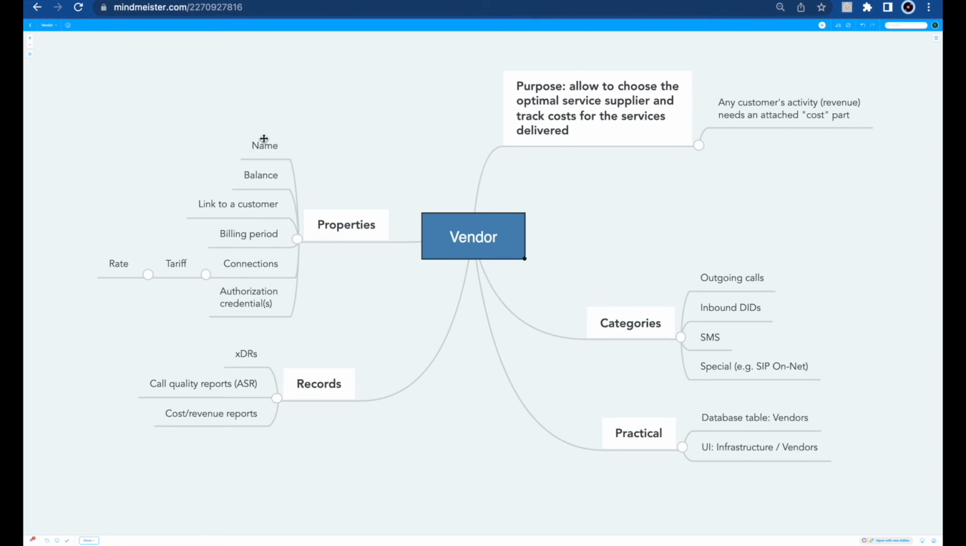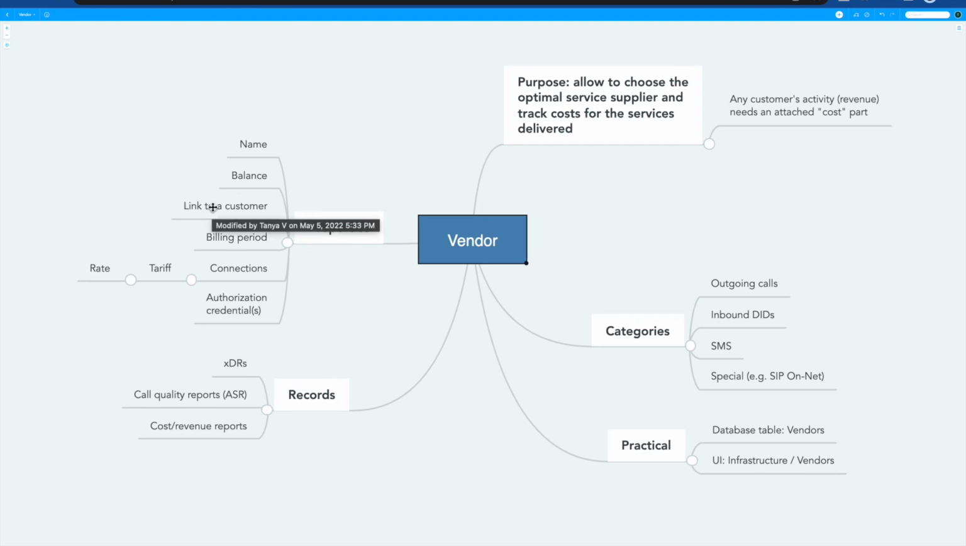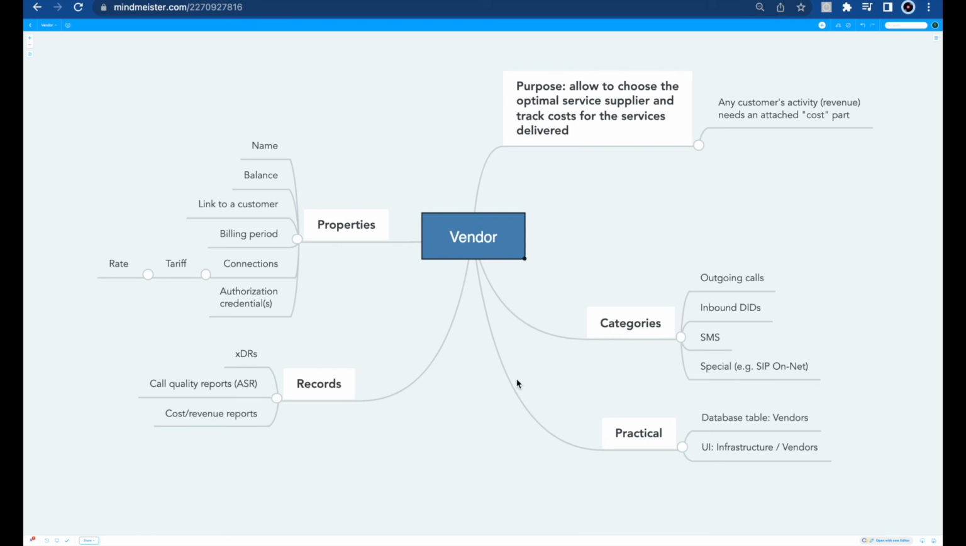The main properties of a vendor are, of course, the name, then the balance. The balance is how much we owe the vendor in case the vendor only provides services to us. But sometimes a vendor can be both our provider and our customer. For example, vendor A provides a connection to South Africa and buys the termination of calls to Ukraine. In this case, we will link our vendor entity to the corresponding customer entity. And we have connections. Connection is the main property of a vendor. This is how we connect to their network. After that, we have authorization rules and credentials. Okay, this is it for the properties.